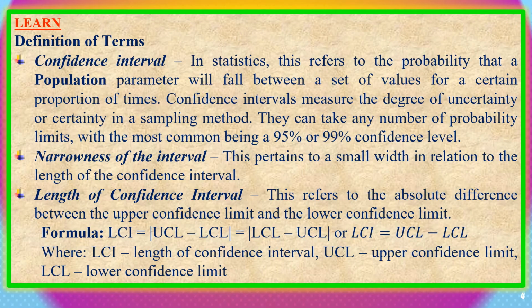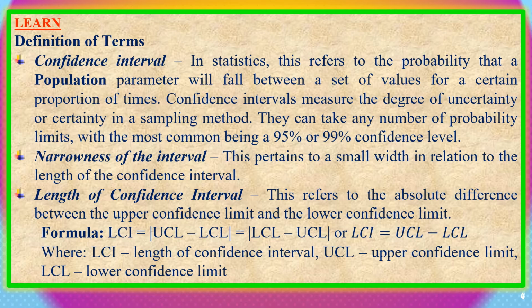Definition of terms: confidence interval. In statistics, this refers to the probability that a population parameter will fall between a set of values for a certain proportion of times. Confidence intervals measure the degree of uncertainty or certainty in a sampling method. They can take any number of probability limits, with the most common being a 95% or 99% confidence level.